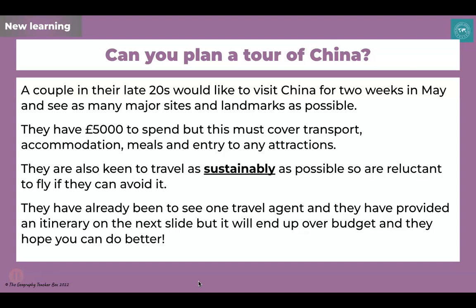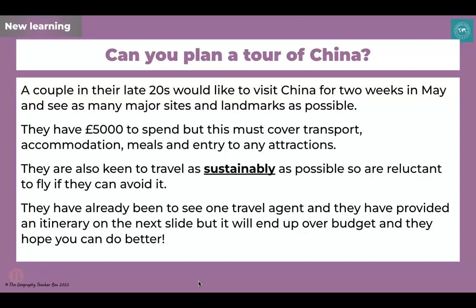But they've got £5,000 to spend for the 2 weeks that they're in China, which sounds like quite a sizable amount. Okay, but you might find once you get into this that this becomes a little bit tricky to accommodate. Now they're keen to travel as sustainably as possible, so they're reluctant to fly if they can avoid it. They've already been to see one travel agent and they've already provided an itinerary which you can see on the next slide, but it's going to end up over budget and they're hoping that you can do better.